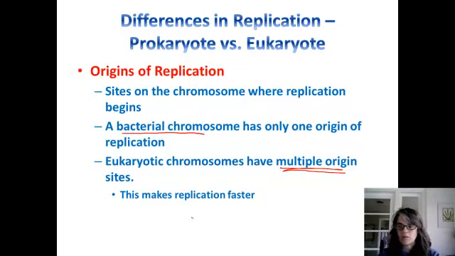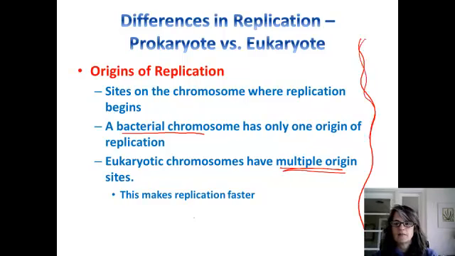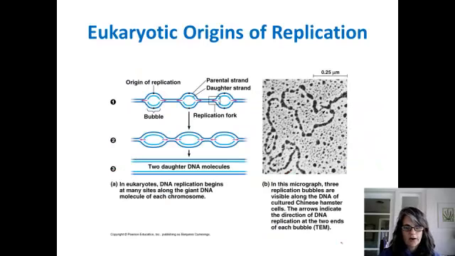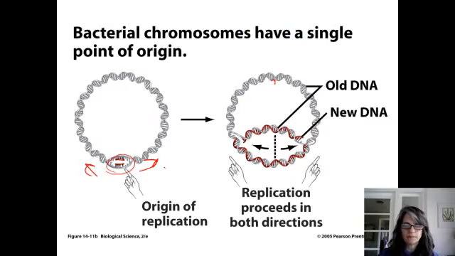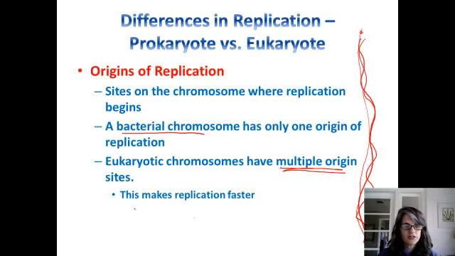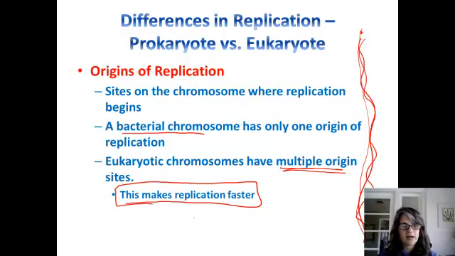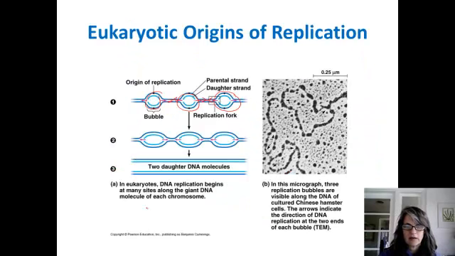If you only started it at one place, if this is my eukaryotic chromosome, and I started copying it here, and I had to go all the way to the end of it, it would take me a very long time. Whereas if I start in multiple places along the strand and then I just have to meet in the middle, then I can cut my time dramatically shorter that I need to copy two entire strands of DNA. So multiple origins of replication make replication faster in eukaryotes than it would be otherwise.